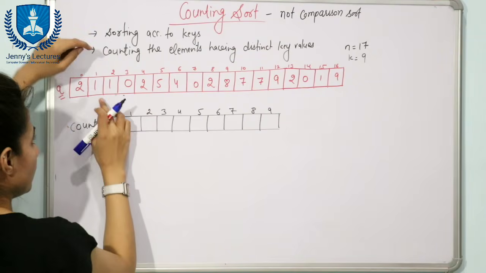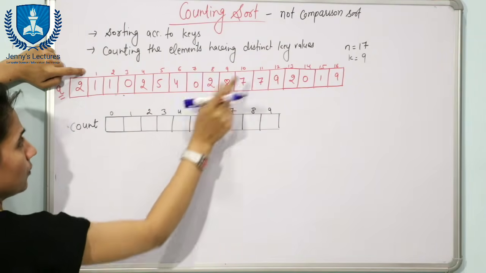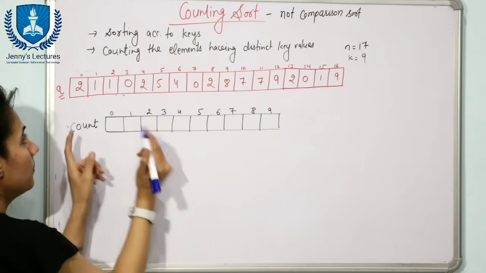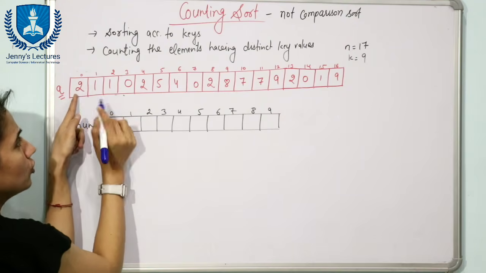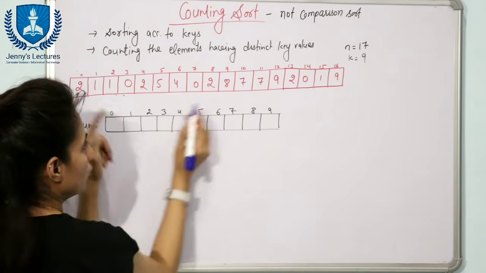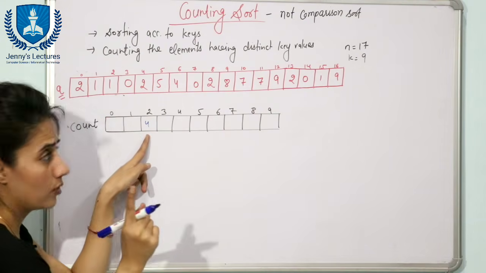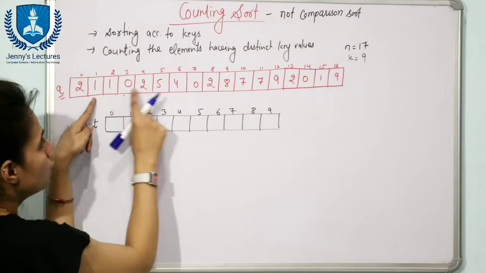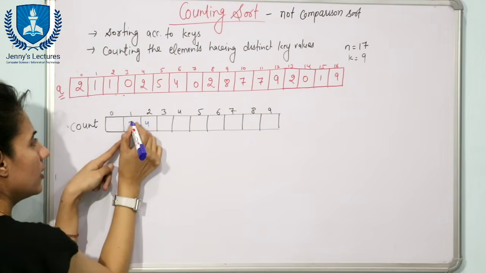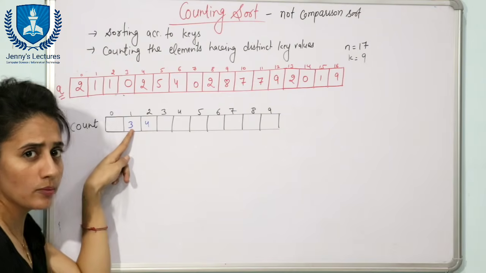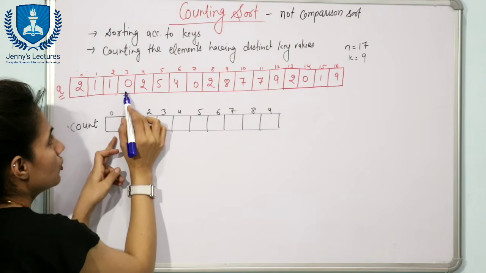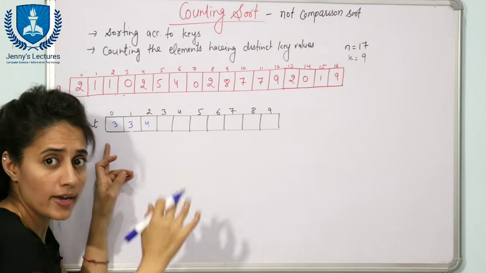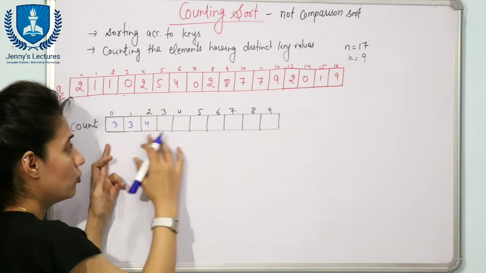Now we are going to count the frequency, or count the elements having distinct key values. See what should be there in this count array. The key value is 2. How many times is this 2? 1, 2, 3, 4. So here we should have 4. The key value is 1. How many times is 1? 1, 2 and 3. So here 1 is there, 3 times. And next 0. How many times is 0? 1, 2, 3. Like this you are going to fill this array.